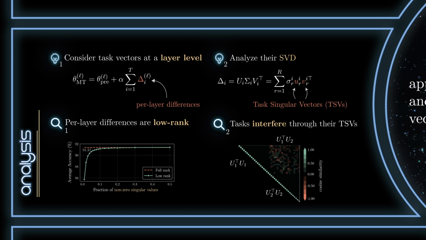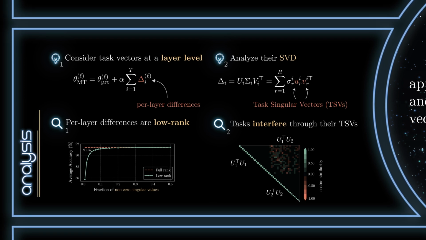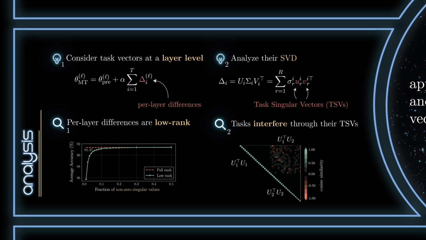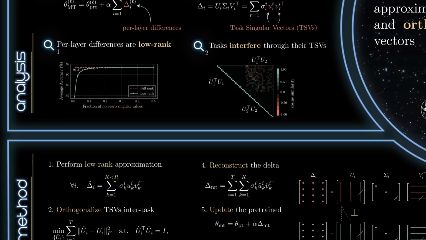We see here that these are extremely low rank, with a fraction of the most important singular vectors and values allowing to recover almost all the accuracy. We also see that these singular vectors coming from different tasks interfere, as they are far from being orthogonal.